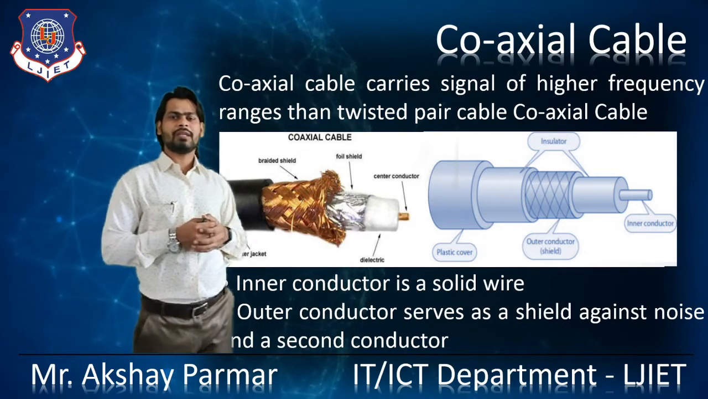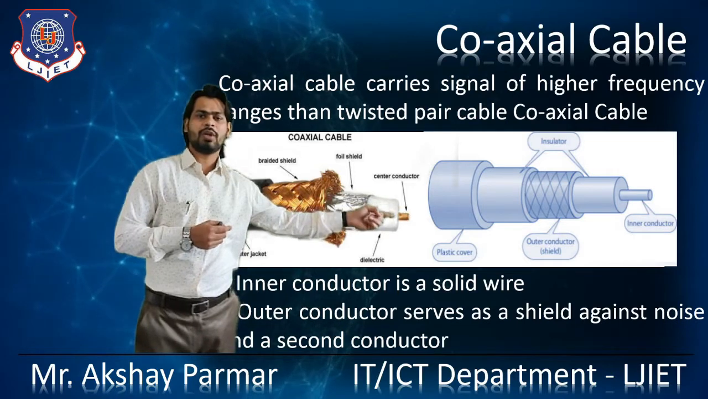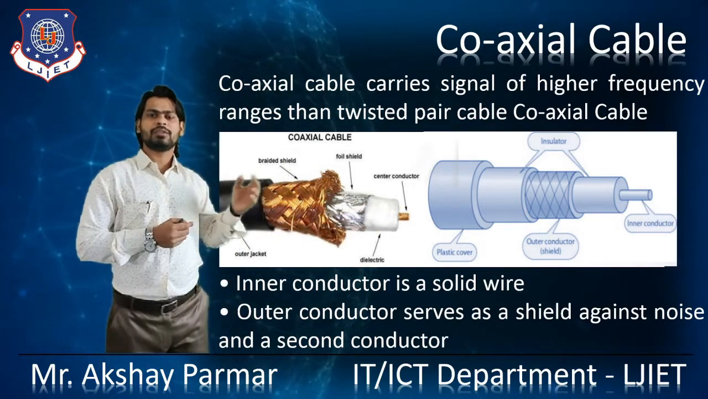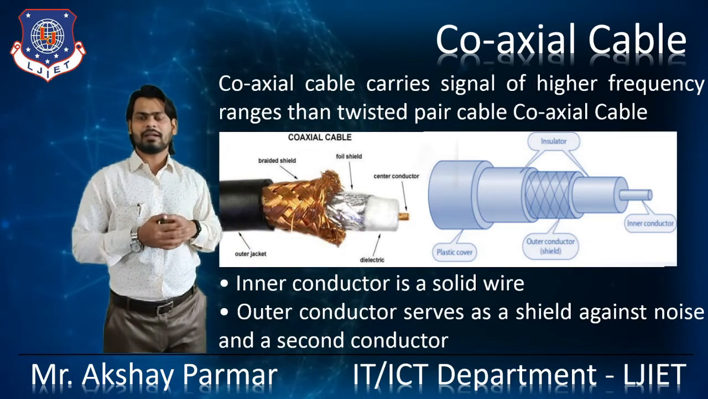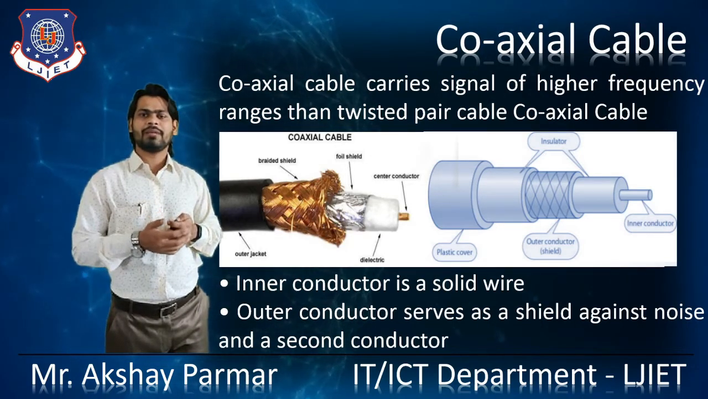You can observe in this figure that this is the main inner conductor, the solid wire, and after that there is the outer conductor also. This is used as a shield against the noise and as the second conductor. So this is the structure of the coaxial cable.